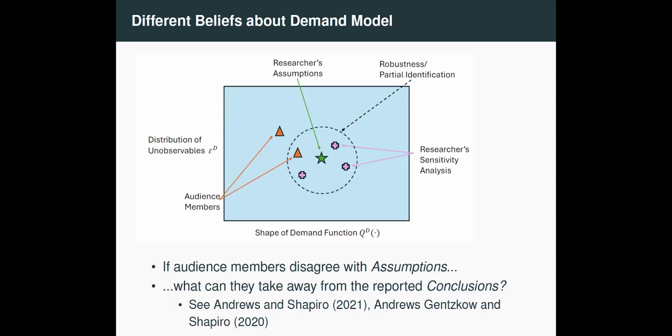Not clear. So an open question that I think the field could think more about and say more about is, if audience members disagree with the assumptions of the researcher, what can they take away from the reported conclusions? I'm not going to talk about how to approach that, and I'm certainly not sure that I have it all figured out. It's something I've worked on with Isaiah and with Matt Jensko and others. So I'll just leave it there as something that I think we could be thinking more about.